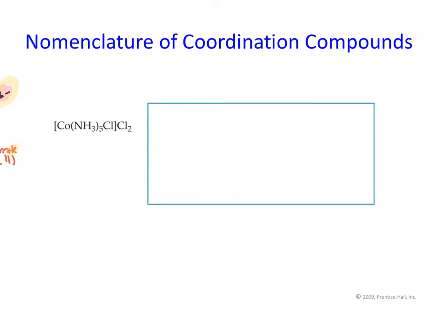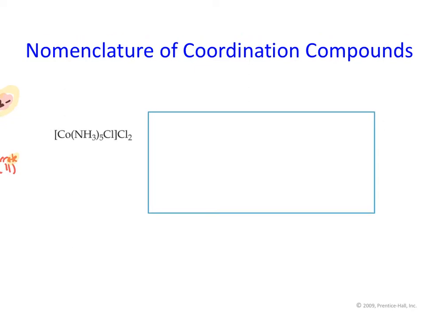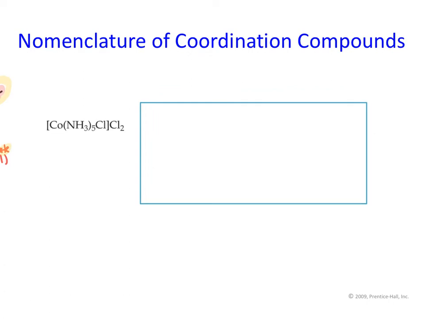Let's look at another practice here. So in this case, again, I can see that outside of the coordination sphere, I have my Cl minus counter ions. So I have 2 chloride counter ions, which means my coordination complex has a 2+ charge. So that's something to remember. So I know my counter ion is called chloride.